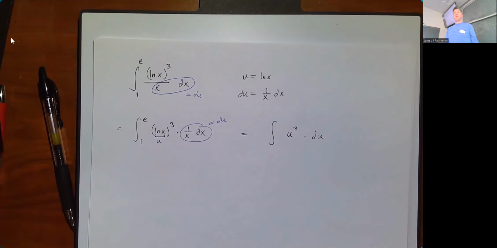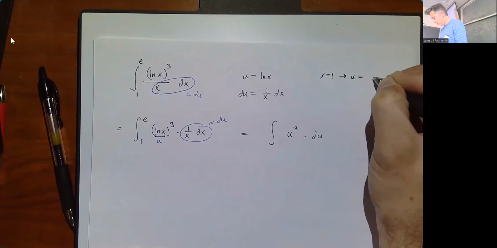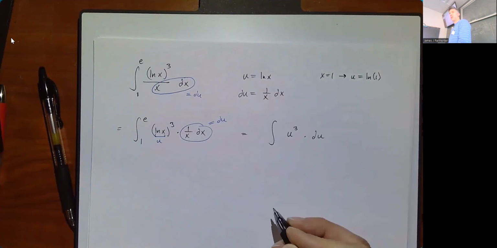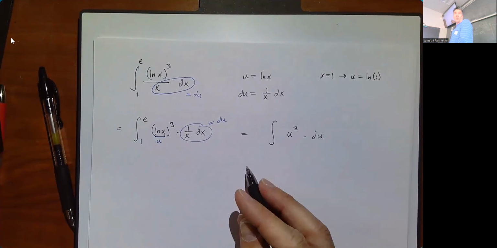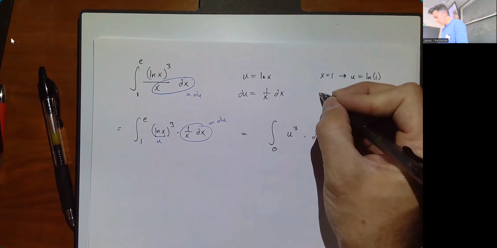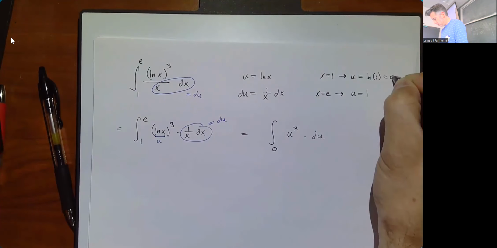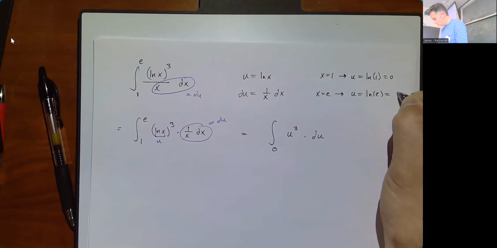I should change my limits of integration here. So if x equals 1, u is going to equal the natural log of 1. We could write the natural log of 1 if we didn't know what that was, but it is important that we know that the natural log of 1 is 0. And similarly, if x equals e, u is going to equal the natural log of e, which is equal to 1.